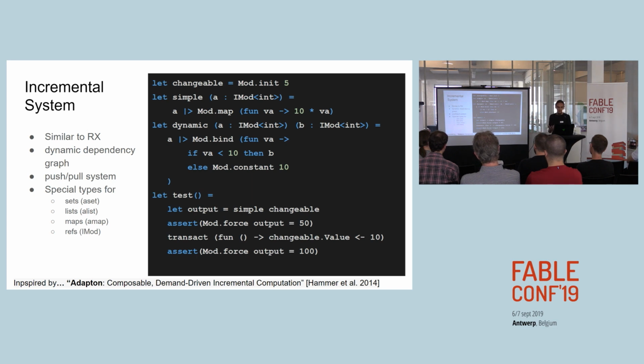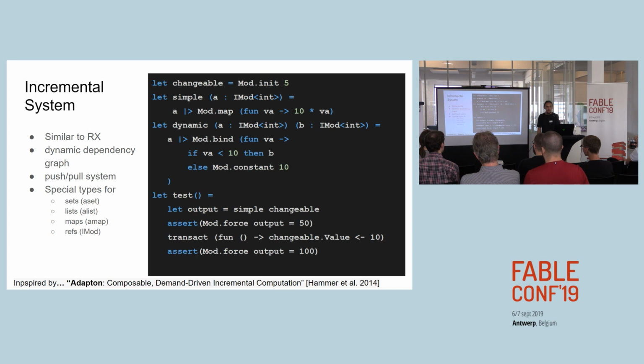And what is different to Rx is that it's actually a dynamic dependency graph. It doesn't represent streams of events or something. It represents values, changeable values, values that may be affected by some input changes. And on the implementation side, it's a push-pull based system, which is basically inspired by Adapton. It's a paper from, I don't remember when, it's rather old, 2014.